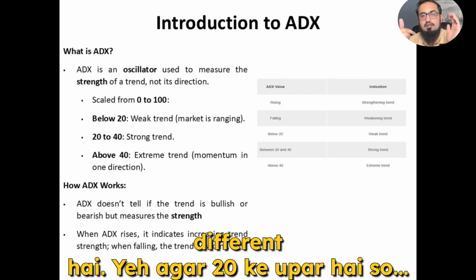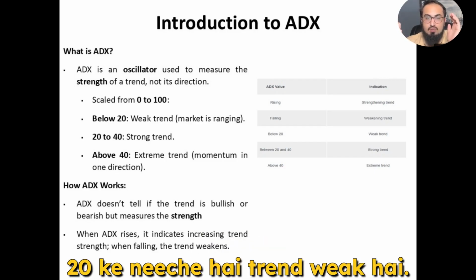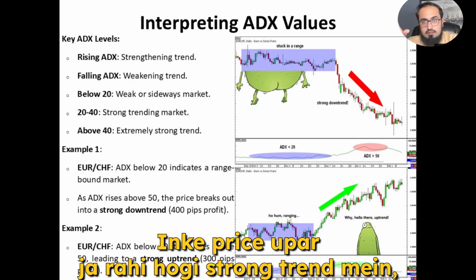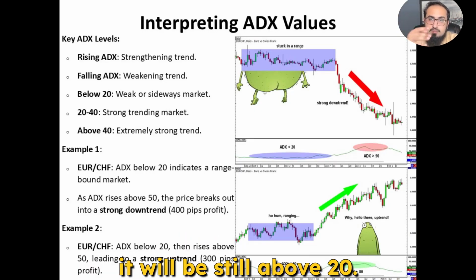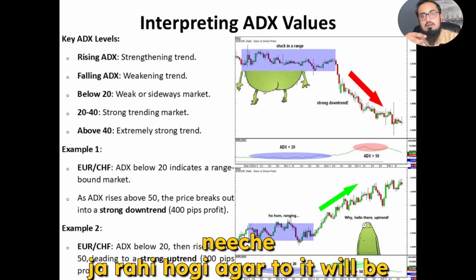By default, if it is above 20, the trend is strong. Between 20 to 40 the trend is strong, below 20 the trend is weak. If above 40, it is a very strong trend. If the price is going up in a strong trend, it will be above 20. If the price is going down, it will also be above 20.